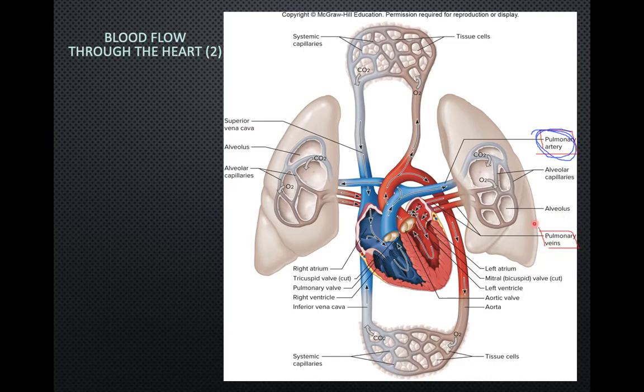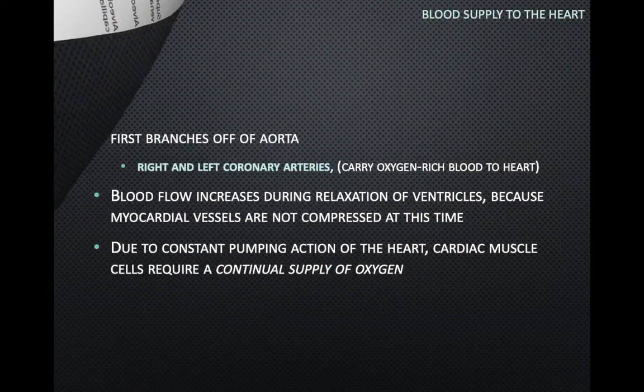The same thing with the veins. All veins would be blue, right? All veins carry deoxygenated blood to the heart. But this is the only case where we have a pulmonary vein, because it's a vein moving towards the heart, but it's a vein that's rich in oxygenated blood because it's coming from the lungs. So your pulmonary veins are the only veins that carry oxygen-rich blood to the heart. Okay, next.